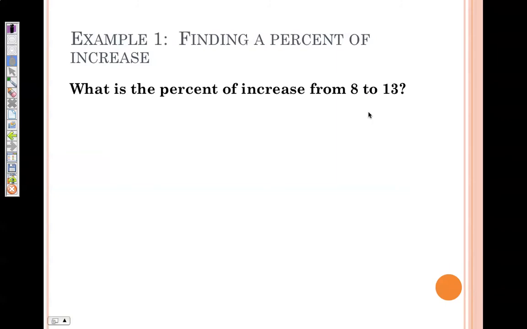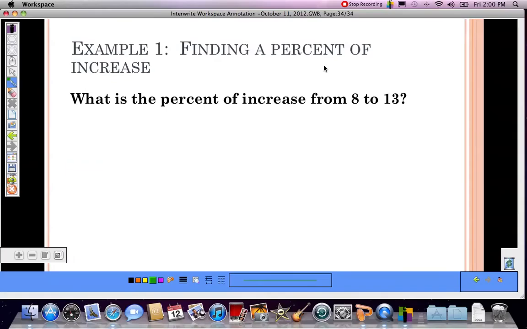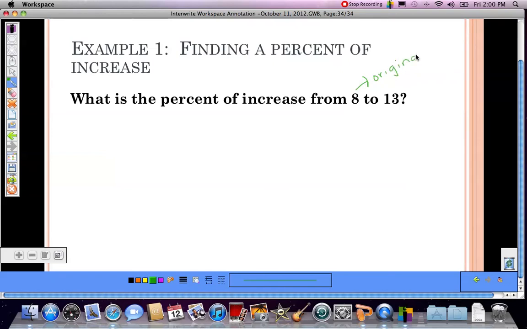All right, let's try a few examples of finding a percent. And for our first example, you can see that it says, what is the percent of increase from 8 to 13? So our original number is 8. And we're going up to 13. So this is going to be a percent of increase because we're going up from the original number. Now, it's very important that you always have your formula with you.